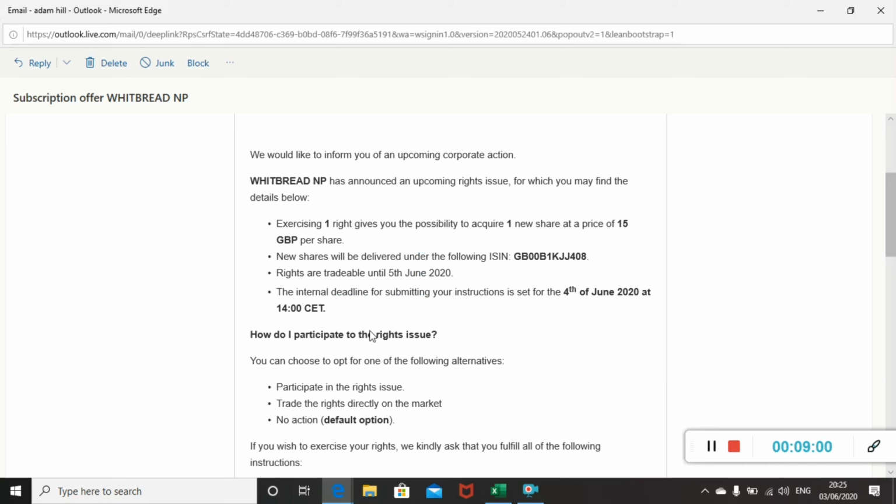How do I participate in the rights issue? You have the following options. So there are three options here: participate in the rights issue, trade the rights directly on the market, or no action. So let's work through these one by one. First of all, participate in the rights issue. We have our first option.